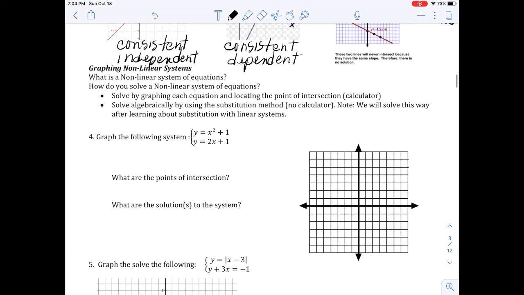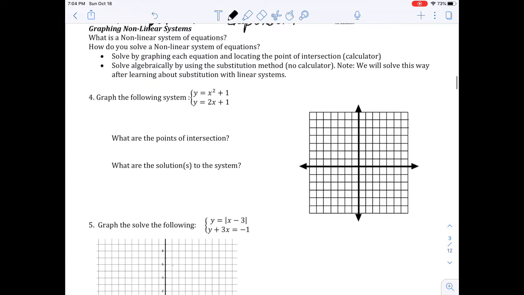We can also graph nonlinear systems. So what is a nonlinear system? Well, a nonlinear system means that when you go to solve it, you are solving where one of the equations is one of the parent functions that we've learned: absolute value, quadratic, cubic, all right? So we're going to graph just like we did before.